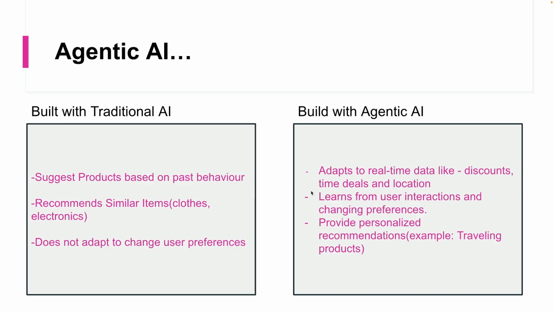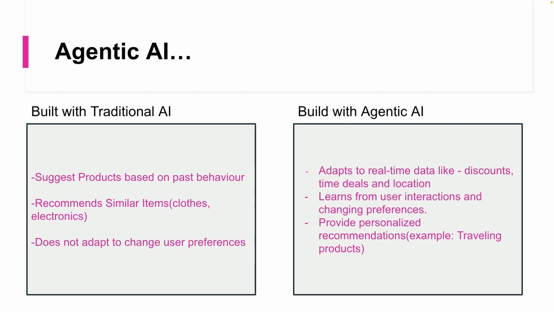Now let's talk about systems built with agentic AI. It adapts to real-time data like discounts, time deals, and location. Unlike traditional systems, agentic AI adapts to real-time data. This means it can consider things like discounts, limited-time deals, and even user location to make more relevant and timely suggestions.